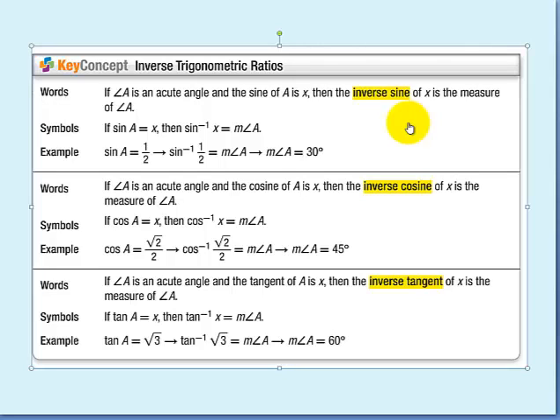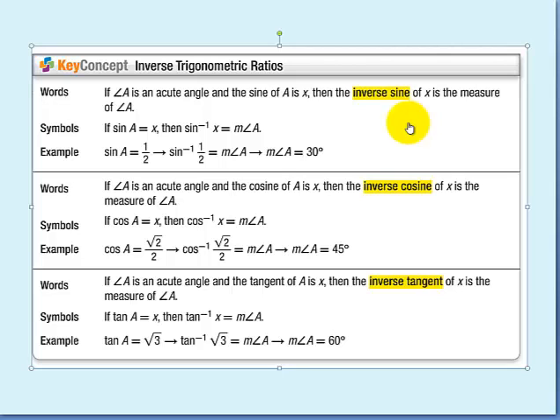Today we're going to look at actually finding angles. So in the last video, we were giving you an angle and you were finding the ratio of the sides of a right angle triangle. This time we're giving you the sides of a right angle triangle and asking you to find the angle.